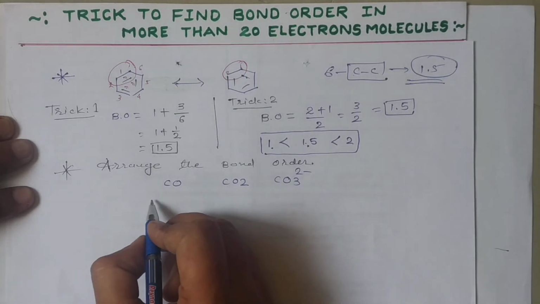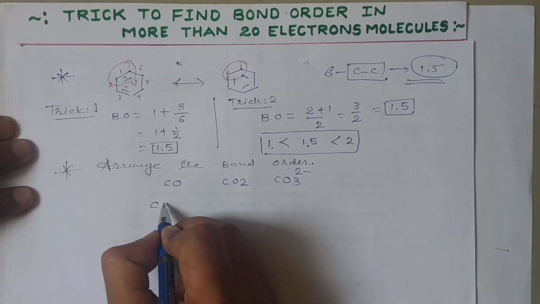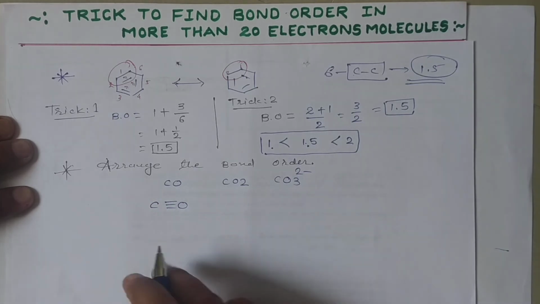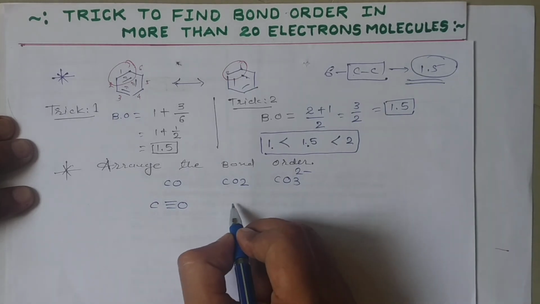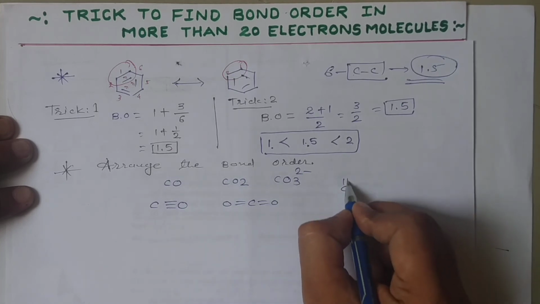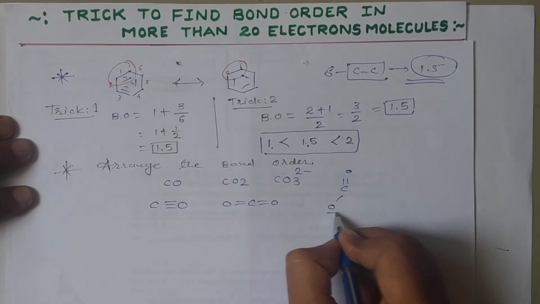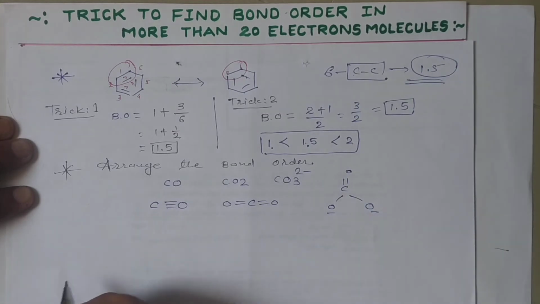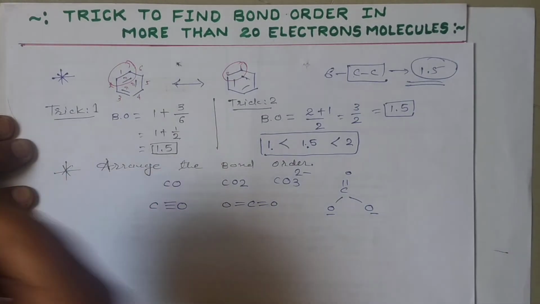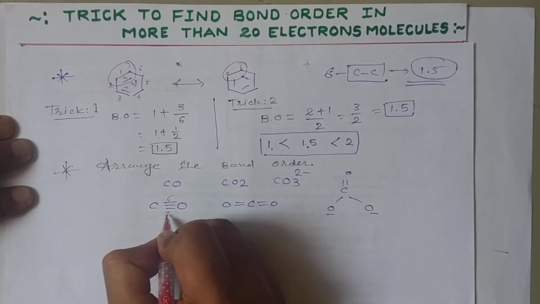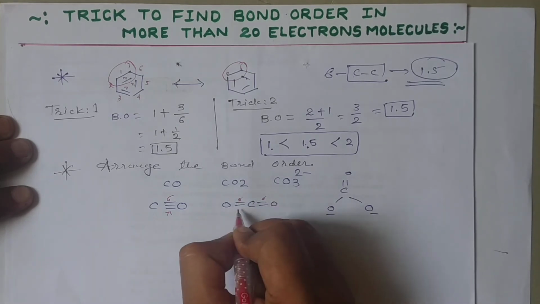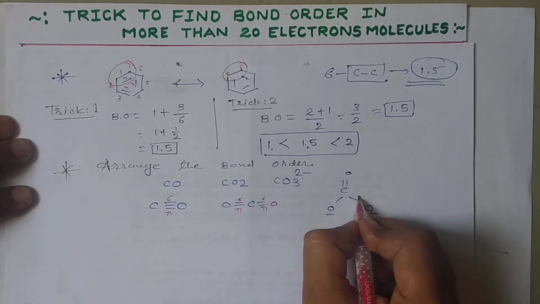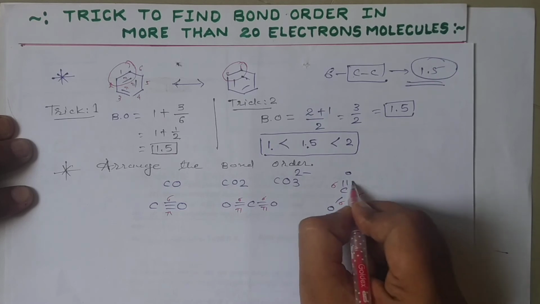So first we will draw the structures. For example, carbon monoxide, then C triple bond O. This is my second structure, and the third structure we have already learned, right? Now here, what happened? Sigma and pi bonds. This is a sigma bond, the remaining two are pi bonds. Sigma bond, sigma bond, this is pi bond, pi bond. Here sigma bond, sigma bond. This is a sigma bond, this is a pi bond.